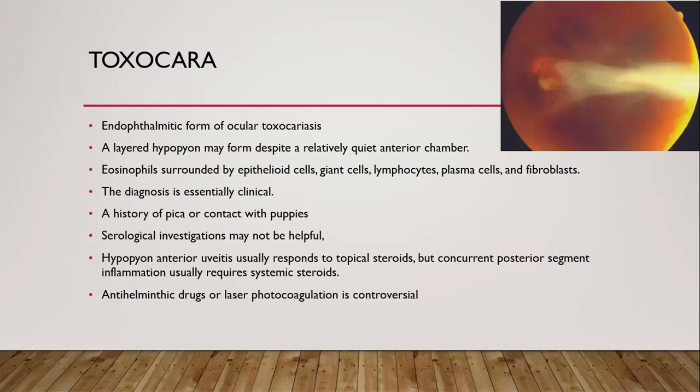Toxocara causes endophthalmic form of ocular toxocariasis, layered hypopyon, history of pica or contact with puppies. Serological investigations may not be helpful in Toxocara. They usually respond to topical steroid, but concurrent posterior segment inflammation can require management. You have to diagnose it clinically. You see the peripheral granuloma with a band from the disc to the granuloma.